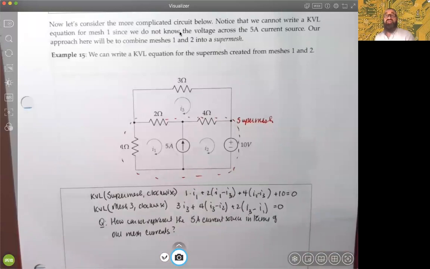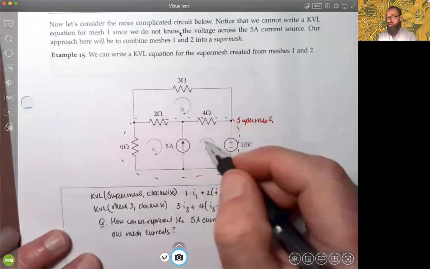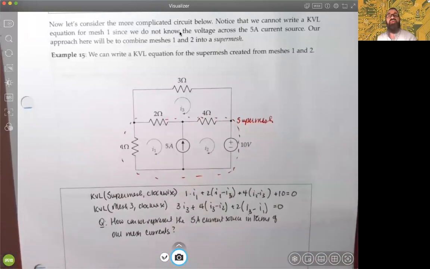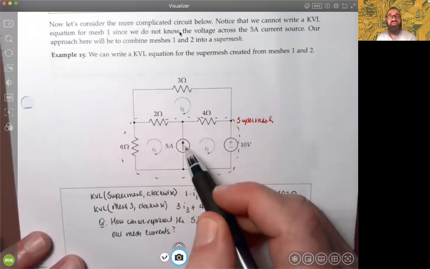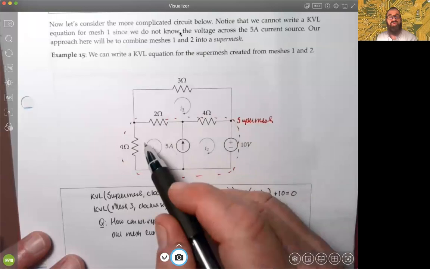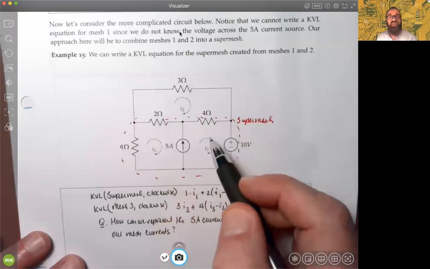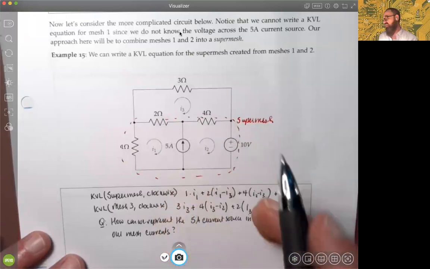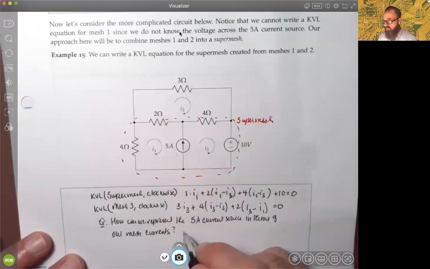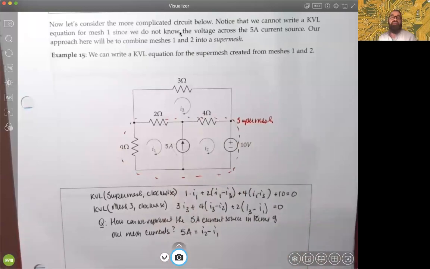And the answer is, in exactly the same way we determined what the current would be through a resistance when it is used in more than one mesh. So in this case, who's in the direction of the 5 amp current source? Well, it looks like it's I2, not I1. I1 is rotating and opposing it. I2 is following the same direction. So in this case, 5 amps is just I2 minus I1, okay?